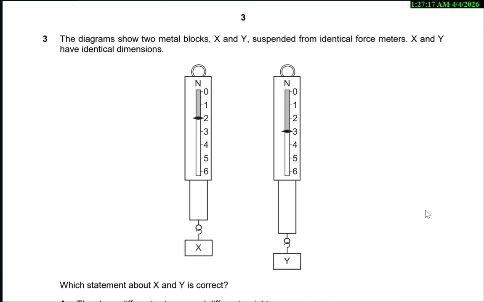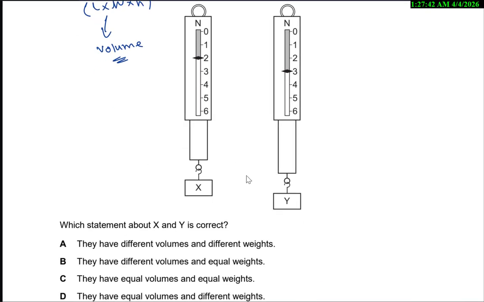Question number 3 is, the diagram shows two metal blocks X and Y suspended from identical force meter. X and Y have identical dimensions. Identical dimensions means they have same length, width and height. So if they have identical dimension, it means that they have same volume. Okay, which statement about X and Y is correct?